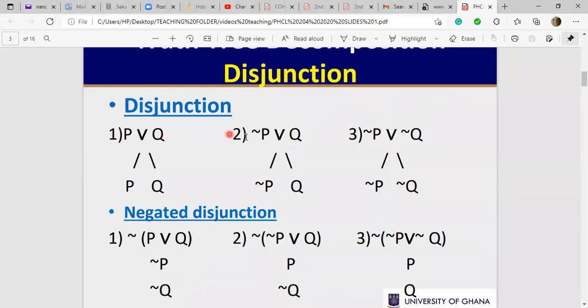Well, this formula is not a negation. This formula is what? A disjunction. You see, this one is still a disjunction, but this is a negation. Okay, sir, please ask your question now. Thank you. You are welcome.